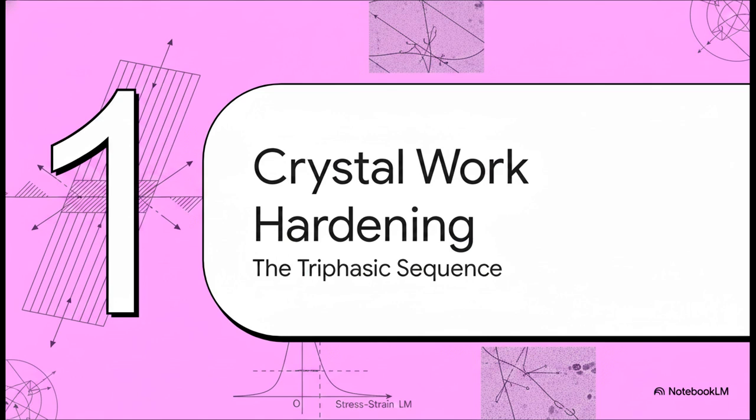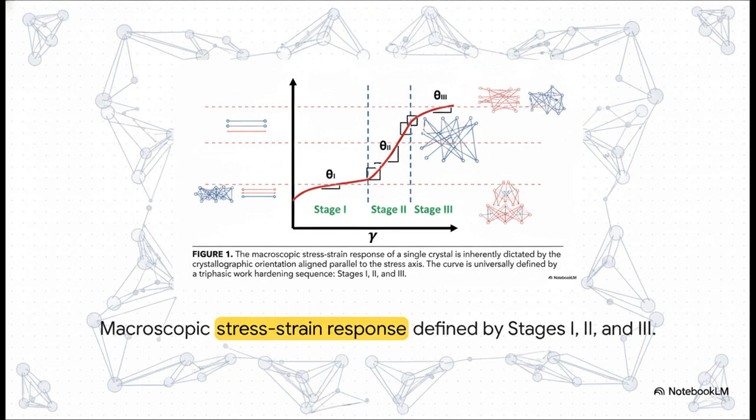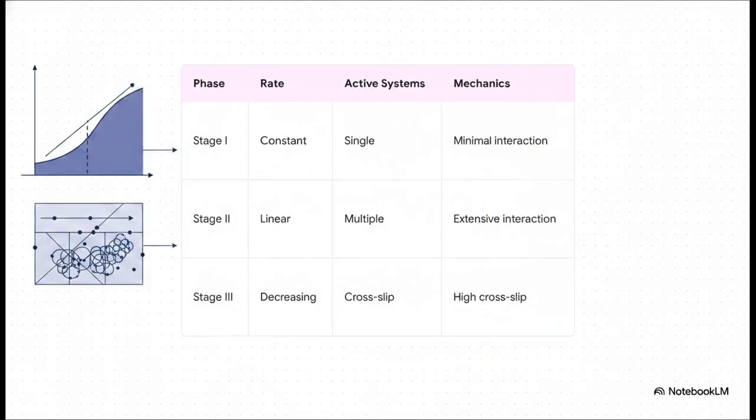We need to start our first analytical phase by establishing a solid baseline. How does an isolated, single crystal actually behave under stress? Think about the fundamental macroscopic stress-strain response of a single crystal. The curve is universally defined by a profound triphasic work-hardening sequence, which we categorize as stages 1, 2, and 3. What makes this so compelling is that this exact three-part shape is inherently dictated by the crystallographic orientation aligned parallel to the stress axis. To truly understand the mechanics behind that curve, we have to look at the work-hardening matrix.